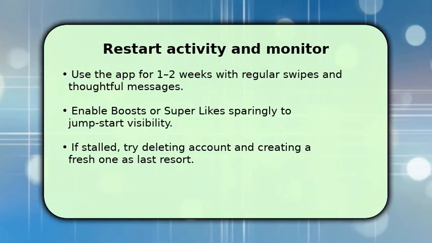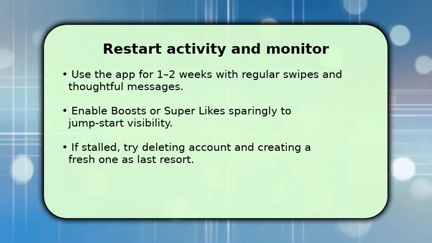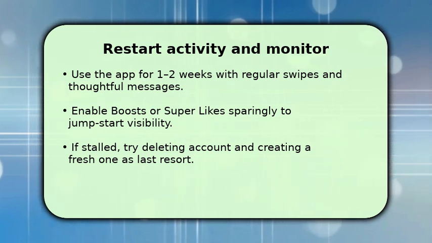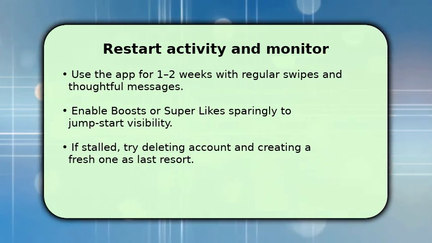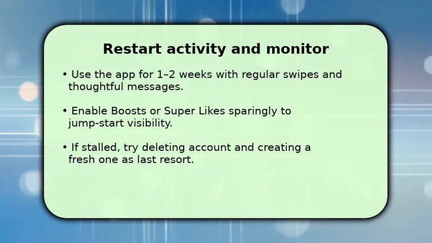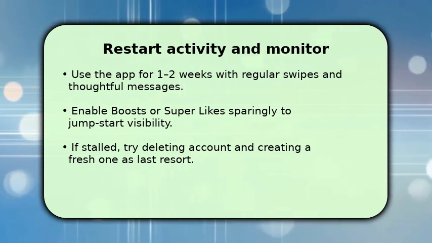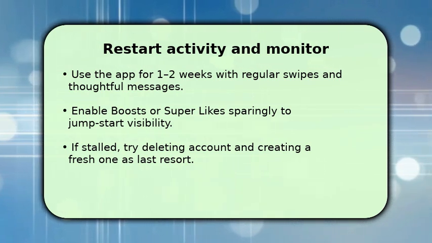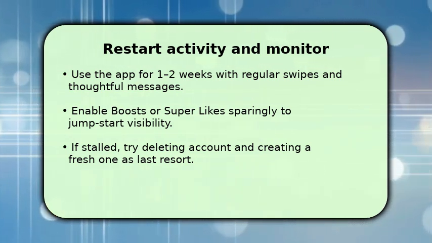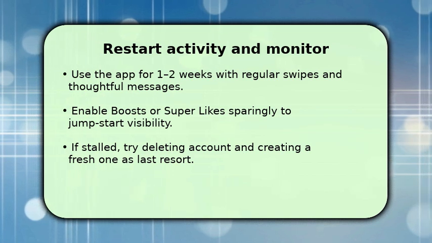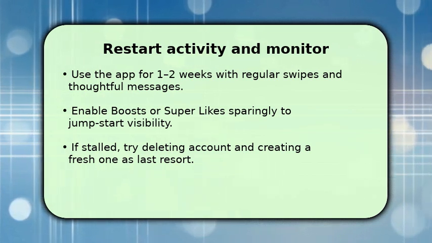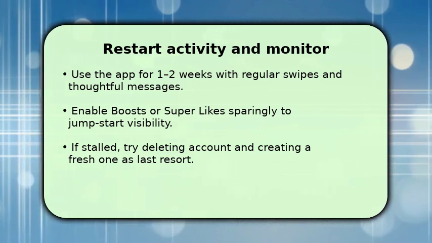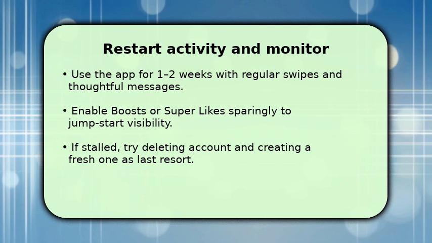Finish by actively engaging to teach the algorithm your new preferences. For 1 to 2 weeks, swipe consistently during peak times, send short, thoughtful openers, and reply quickly to matches. This increases positive engagement metrics. Consider 1 or 2 boosts or super likes to accelerate visibility, but use them sparingly. Make sure to monitor response rates and tweak photos or bio if matches stall. If nothing changes after a few weeks, delete the account and create a new one as a final troubleshooting step.